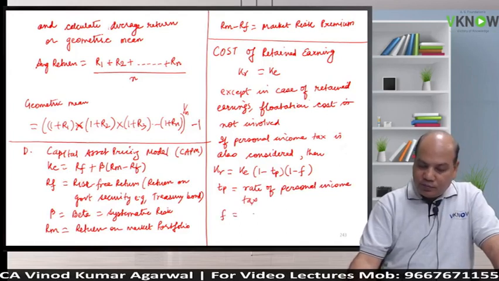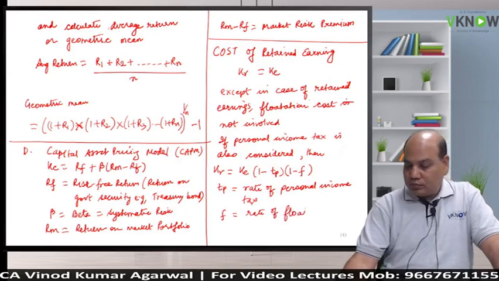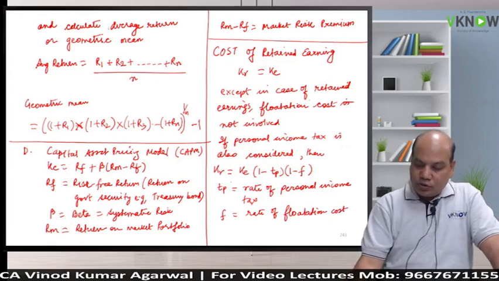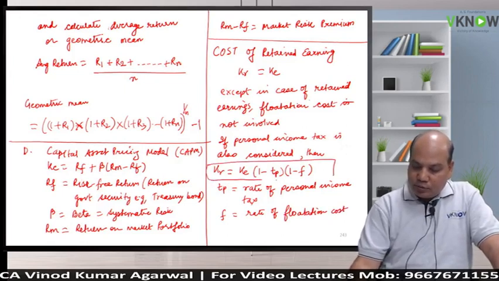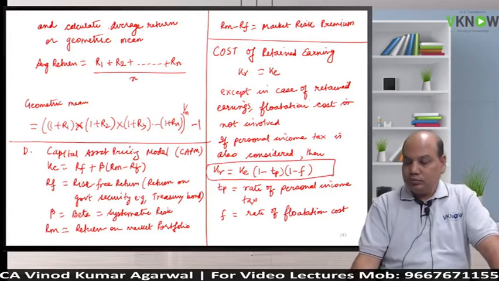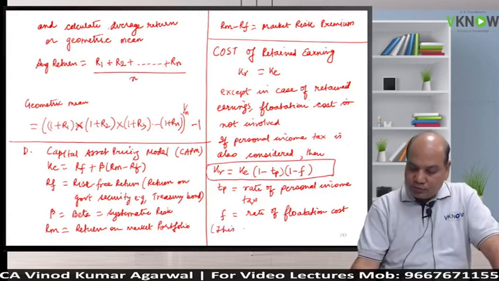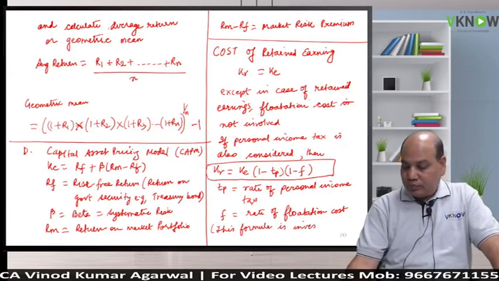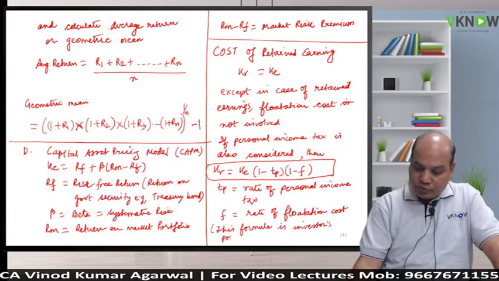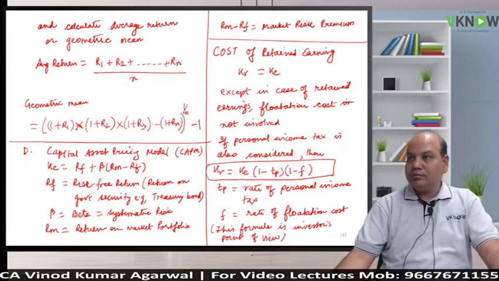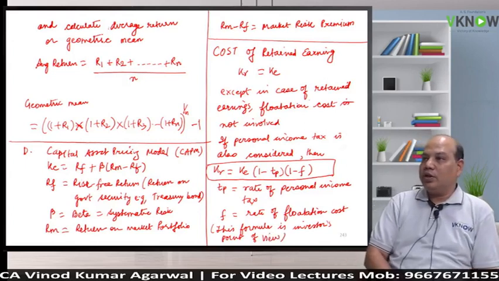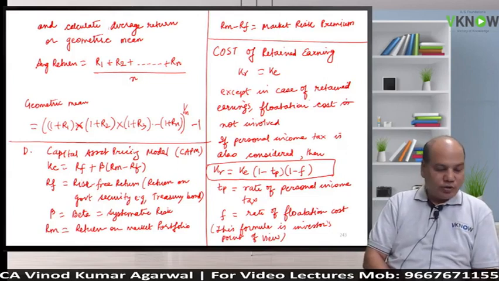And what is F? F is the rate of flotation cost. This formula is from the investor's point of view, because the investor will receive dividend and he will have to pay tax on dividend.